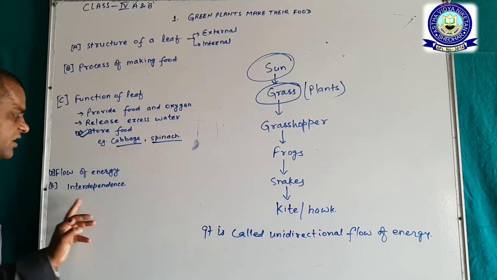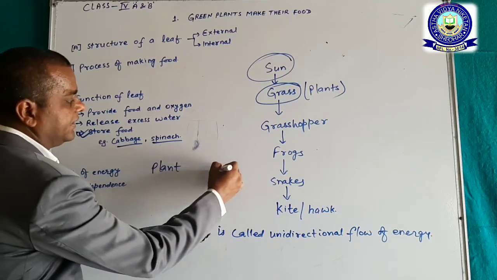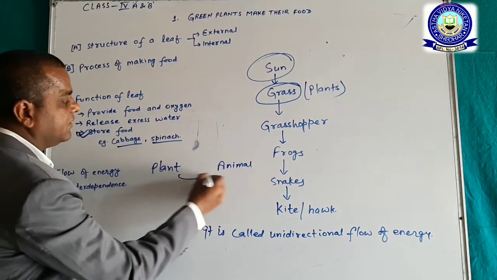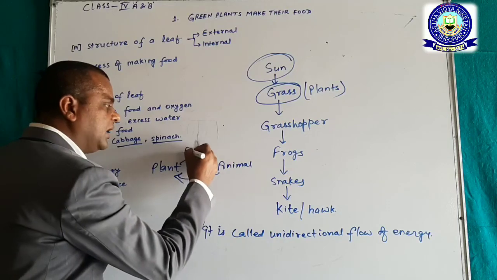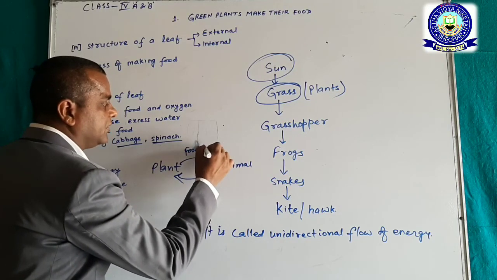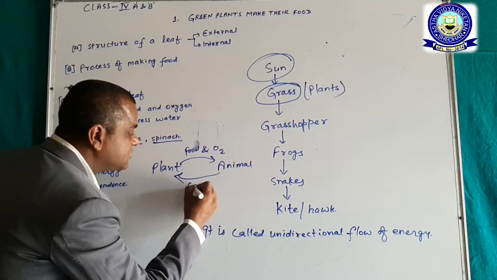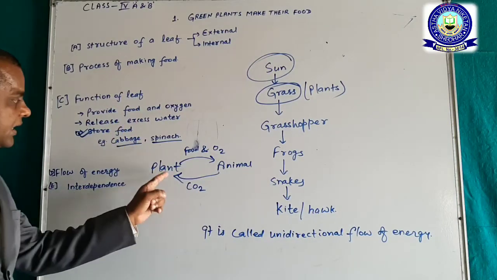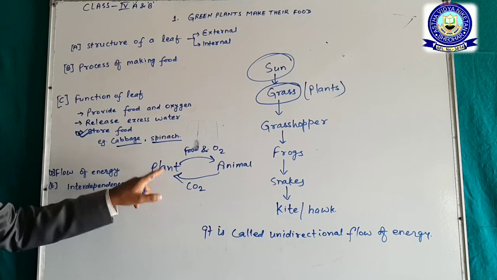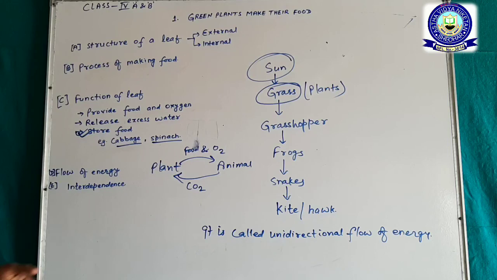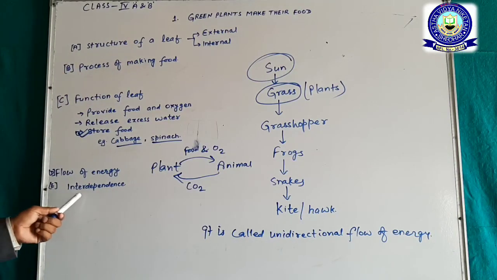Now, interdependence. Interdependence means plants and animals are both dependent on each other. Plants give animals food and oxygen. Animals release carbon dioxide to the environment, and plants take it from the environment, and that acts as the raw material for photosynthesis. In this way plants and animals are interdependent with each other.